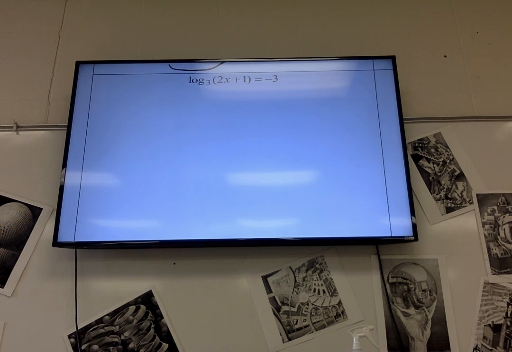This one is going to be a non-calculator. Okay, so the first step, rewrite the equation as an exponential. So Jose, what would it be when I rewrite it? 3 to the negative 3 equals 2x plus 1. Very good. So, middle number, to the, he's trying to straighten it, there we go. So the last number equals the middle.